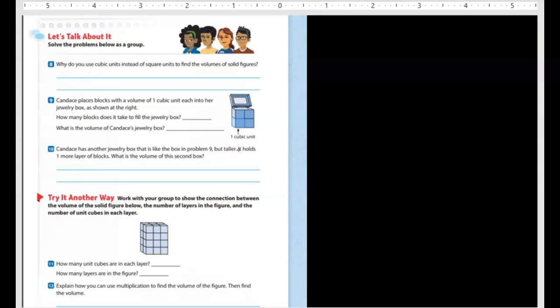I want you to pause the video and I want you to answer this one. And then the next one says, what is the volume of Candace's jewelry box? So how many of her cubes will fit in is what her volume is. So I want you to pause the video and answer number 9. Turn it back on when you have your answers and you're ready to go. How many blocks does it take? 4. What is the volume of Candace's jewelry box? 4 cubic units.